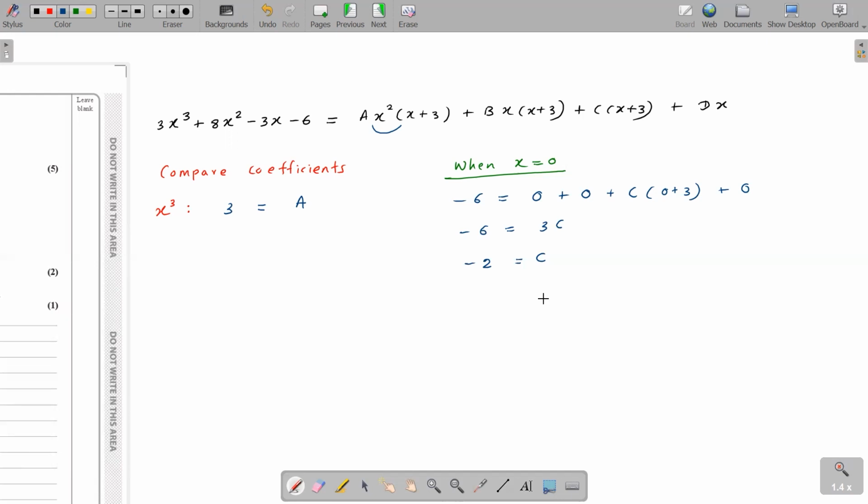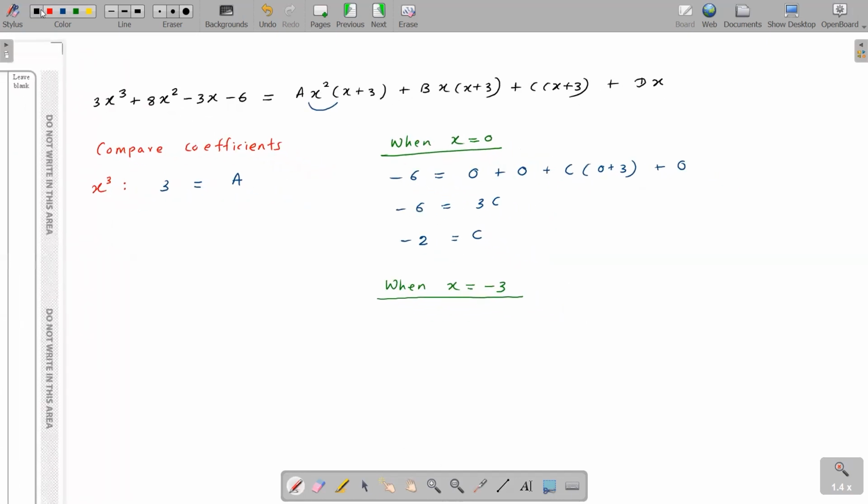Again, we can go with another x value. What is it? What was the next strategy? Did you go with the x square coefficient or did you go with the x value? When x equals minus 3, you can go with comparing coefficients or with putting in x values. Any of these methods are fine. Either you can go completely with comparing coefficients. So when x equals minus 3, you have to replace every x value with minus 3.